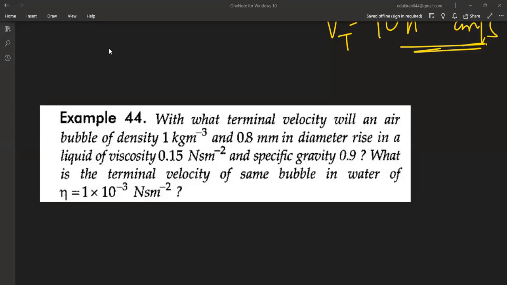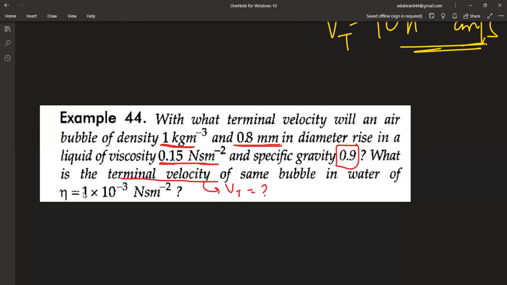This says, with what terminal velocity will an air bubble of density 1 kg per meter cube, and the diameter is given as 0.8 mm, rise in a liquid of viscosity 0.15 Newton seconds per meter square. All right. Specific gravity, I have told you that this is the relative density. What is the terminal velocity? This has to be calculated.